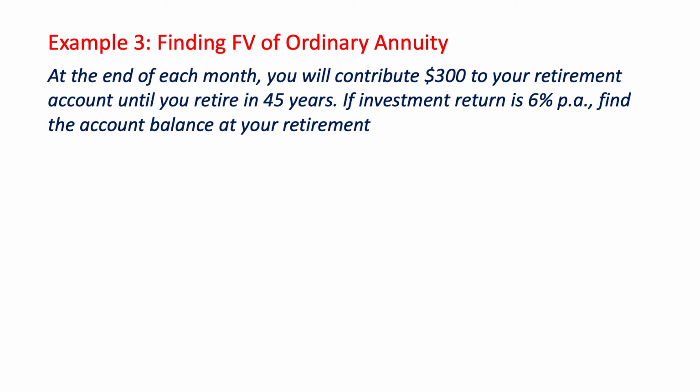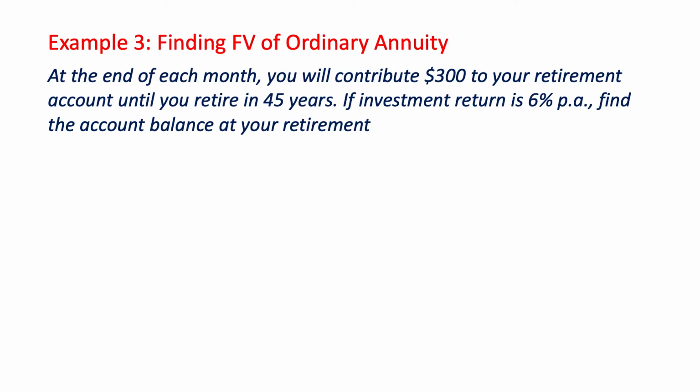We have learned the basic calculator steps for tackling simple FV and PV questions. Now let us work on some examples of annuity questions. Example 3 is about finding the FV of an ordinary annuity. At the end of each month, you will contribute $300 to your retirement account until you retire in 45 years. If investment return is 6% per annum, find the account balance at your retirement.